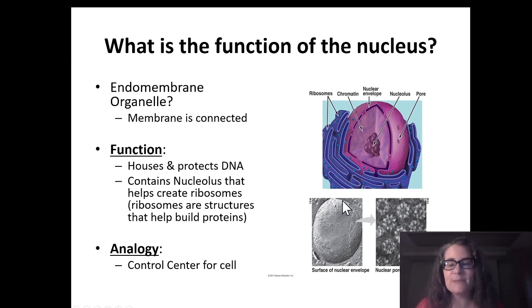Lastly, your nucleus, besides protecting and housing your genetic material, also houses what is usually seen as a dark spot in a nucleus. It's called the nucleolus. And this nucleolus is the structure inside the nucleus that helps create these ribosomes. And ribosomes are not an organelle, but they are a structure that can be free or attached to the rough ER, and they are the structures that help build proteins.